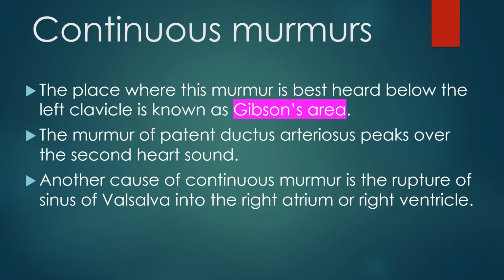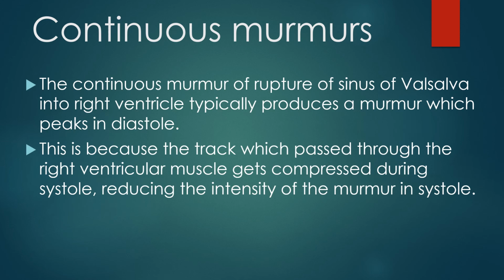Another cause of continuous murmur is the rupture of sinus of Valsalva into the right atrium or right ventricle. The continuous murmur of rupture of sinus of Valsalva into the right ventricle typically produces a murmur which peaks in diastole. This is because the tract which passes through the right ventricular muscle gets compressed during systole, reducing the intensity of the murmur in systole and causing a diastolic augmentation of the murmur.